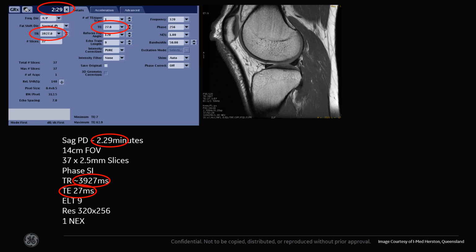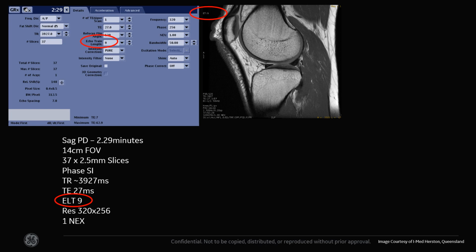This is 3,927. The scan time is quite comparable at 2 minutes and 29 seconds. It's just marginally faster. And again, the same TE. What we will note is different in this sequence: we have an ETL of 9.